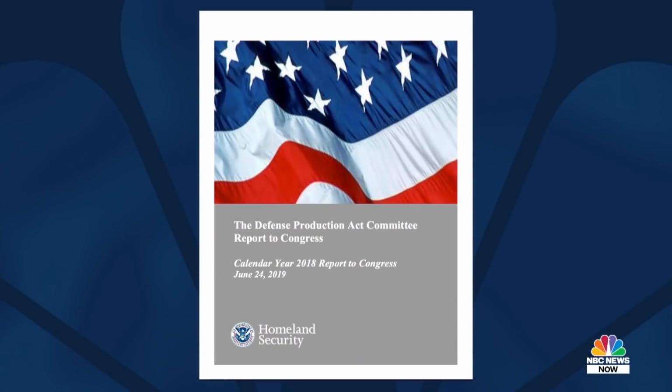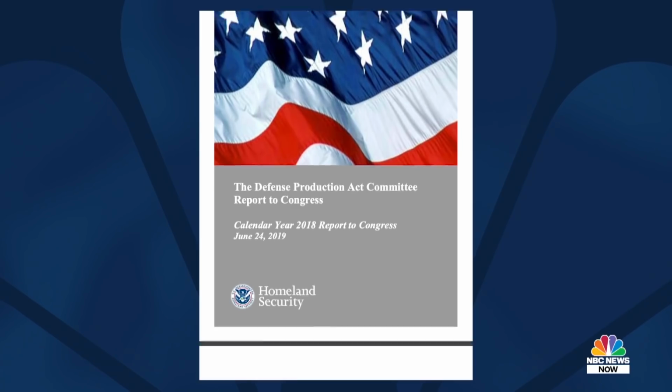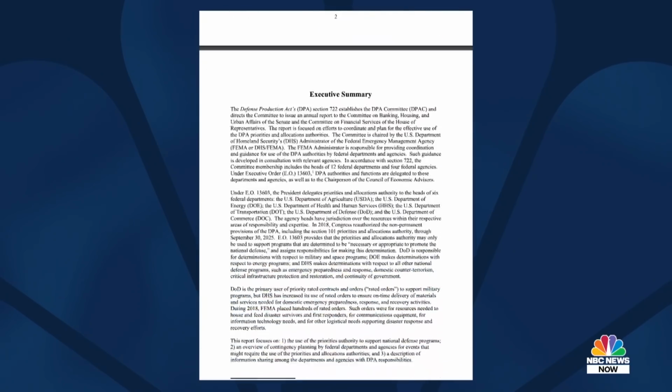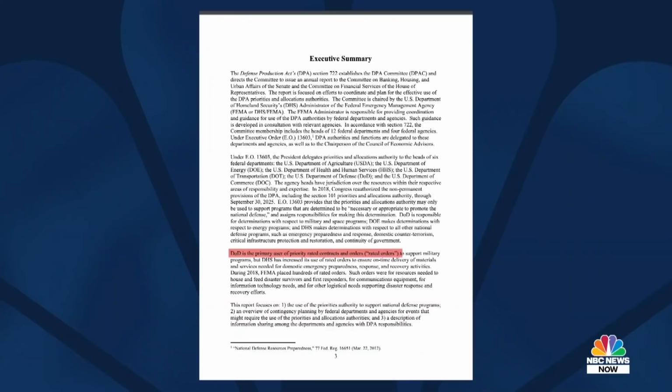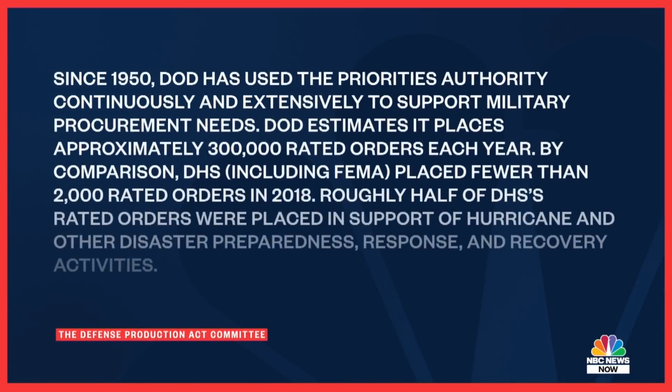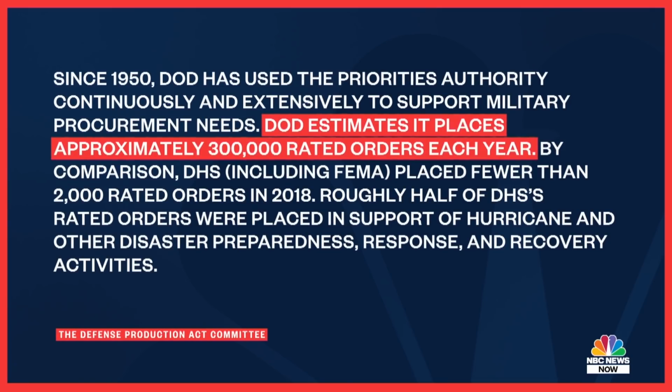In fact, a report submitted to Congress in 2019 showed that the DPA was used as justification for lots and lots of contracts. And within the contracts, actual orders. The Department of Defense, for example, quote, "places approximately 300,000 rated orders each year," and other agencies have in the past been given the authority to use the DPA as well, and have routinely done so.